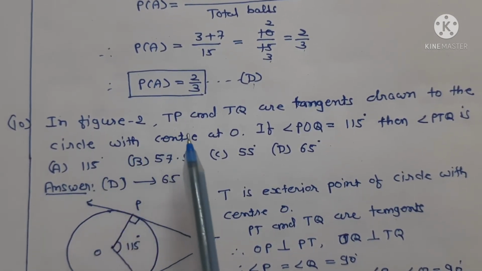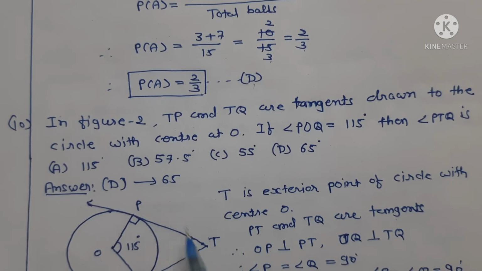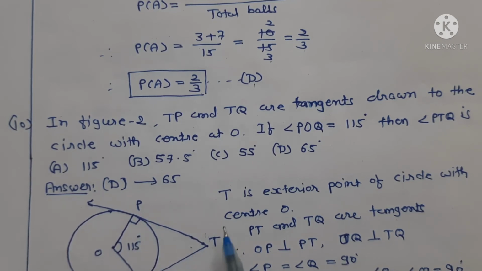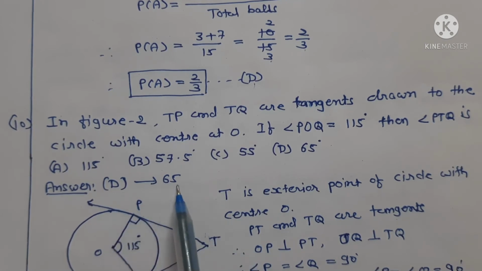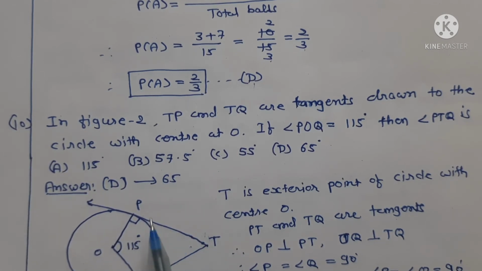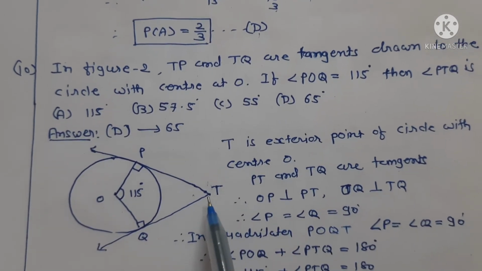In figure, PT and TQ are the two tangents. If angle POQ equal to 115, we have to find the angle PTQ. This angle we have to find. So answer D is 65. T is exterior point of the circle with center O. T is an outside point. Two tangents are drawn from T, PT and second tangent TQ.